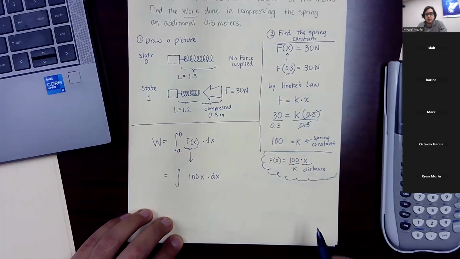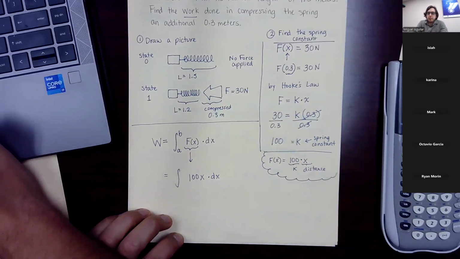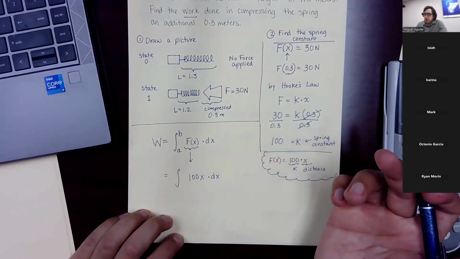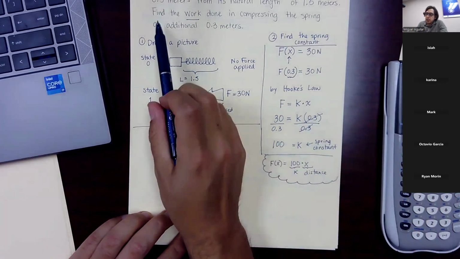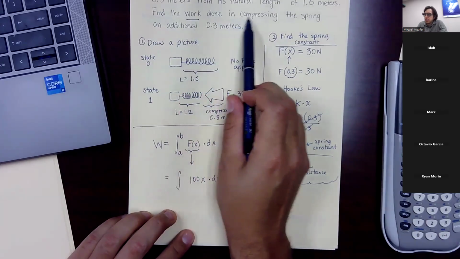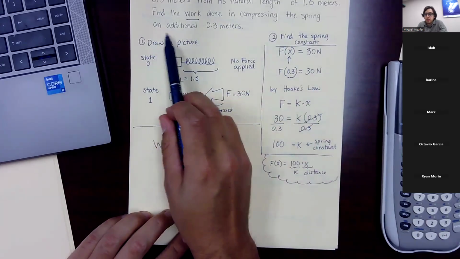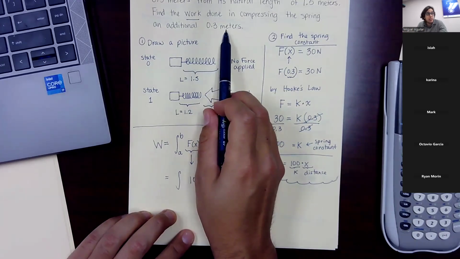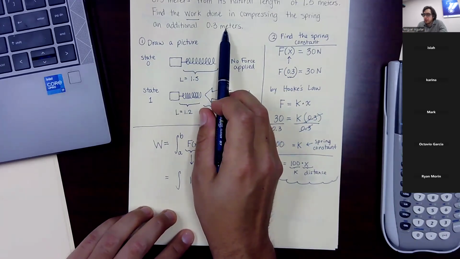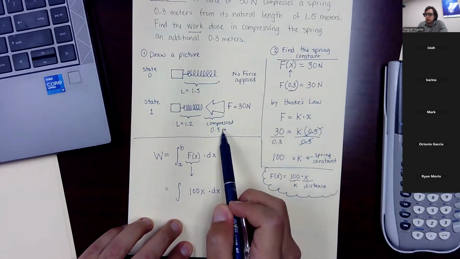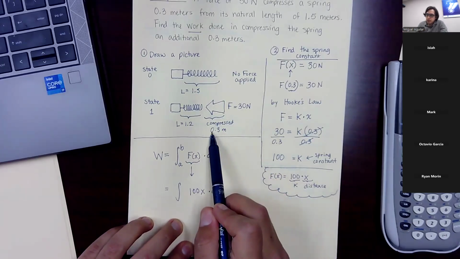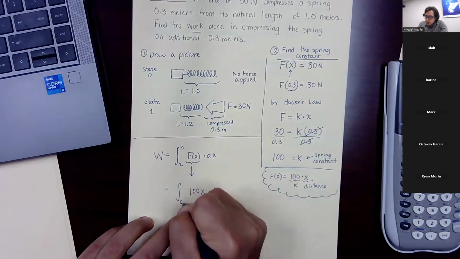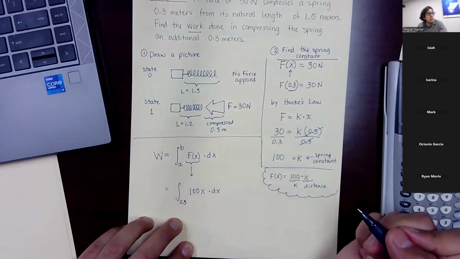In case that wasn't clear. But now we just need to find the limits of integration. So let's read through the problem again. It says we need to find the work done in compressing the spring an additional 0.3 meters. Okay. So in state one, we compress the spring with 30 newtons to a compression distance of 0.3. So that's going to be our starting point right there.